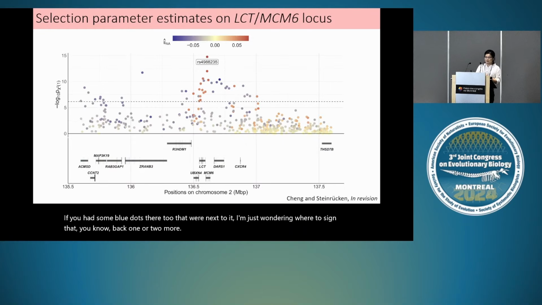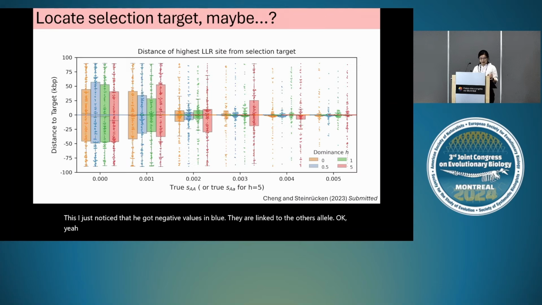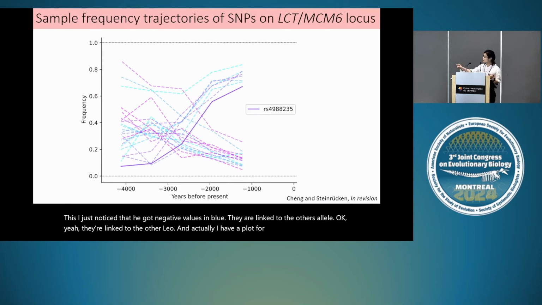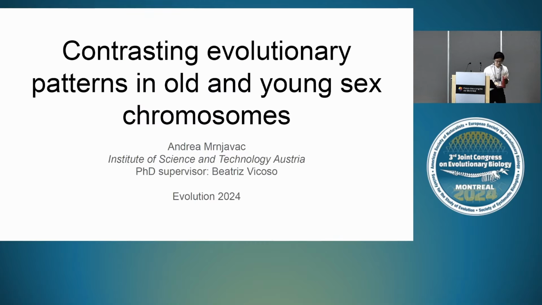Oh, this. Yeah. I just noticed that you got negative values in blue. Yeah, they're linked to the other allele, and actually I have a plot for their allele frequency. You can see there's a bunch that go up all the way with the solid line is the target SNP. There's a bunch that go along with it, and the other half is the opposite. Yeah. Cool.